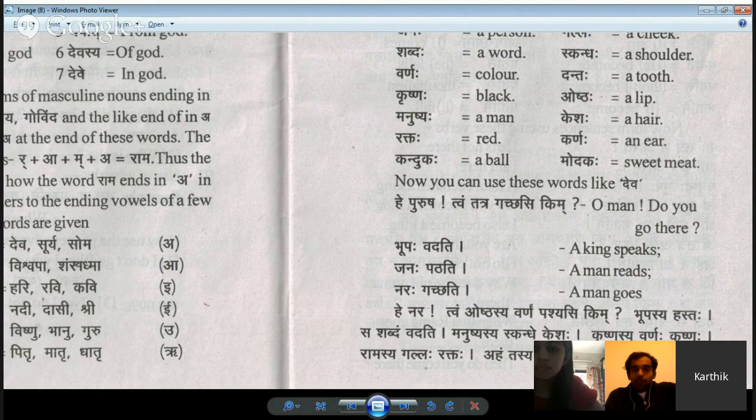First, Krishnasya varnaha. We know varnaha means color. Krishnasya varnaha, Krishna's color. Okay? And the second Krishna is black. Krishnasya varnaha Krishnaha means Krishna's color is black. Okay, so that is why you will see Varna and Krishna both are in Prathama.